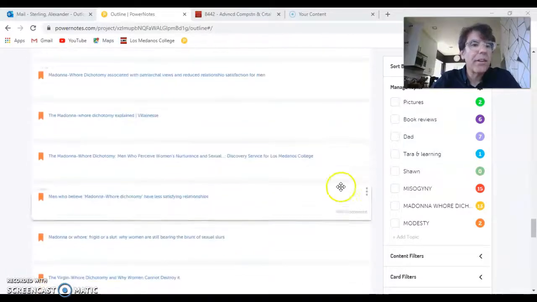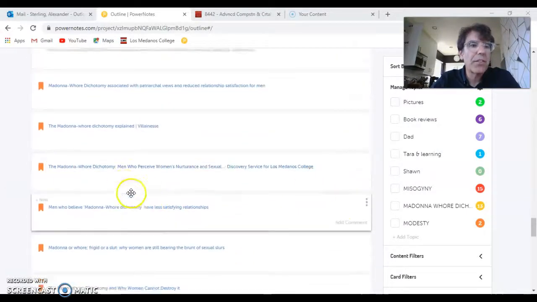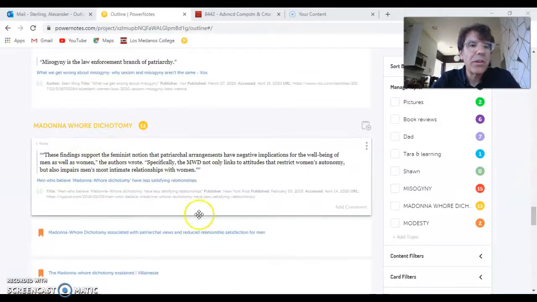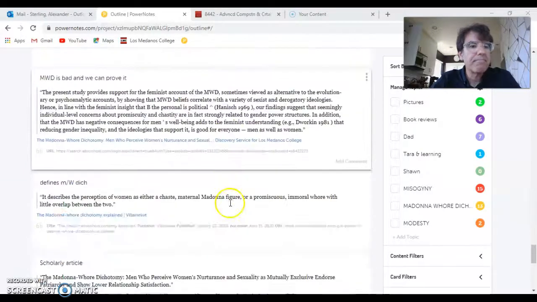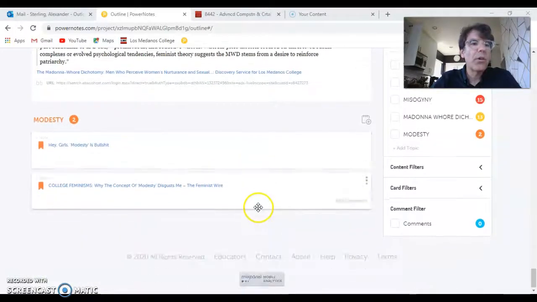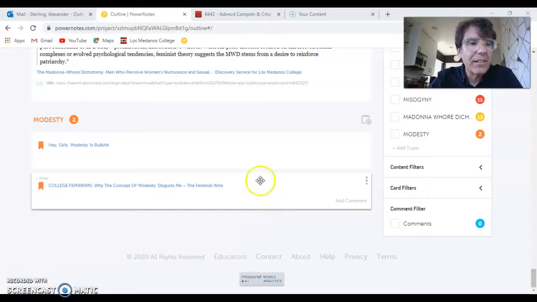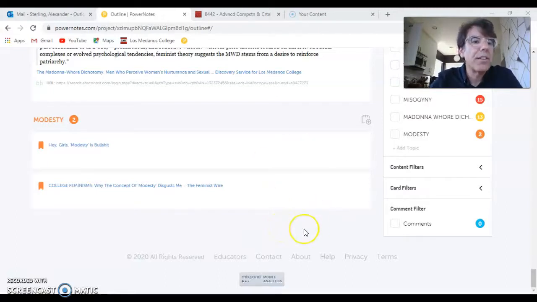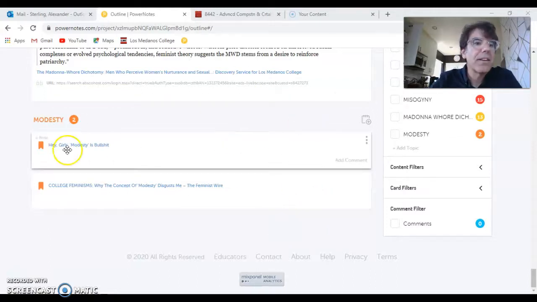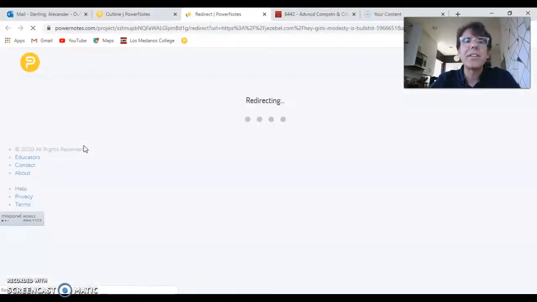So I'm scrolling down. You can see I've got a bunch of things bookmarked. These are things that I highlighted when I was reading. We're going to start with this idea of modesty, because both Shawn and Dad keep telling Tara that they need to be modest. And so when you search, of course, you can go to the library databases, but you can also search in Google and you'll find all kinds of things. So let me start by showing you this interesting article that I found.